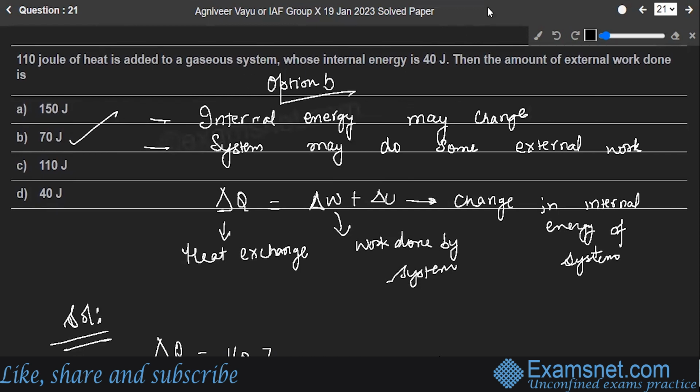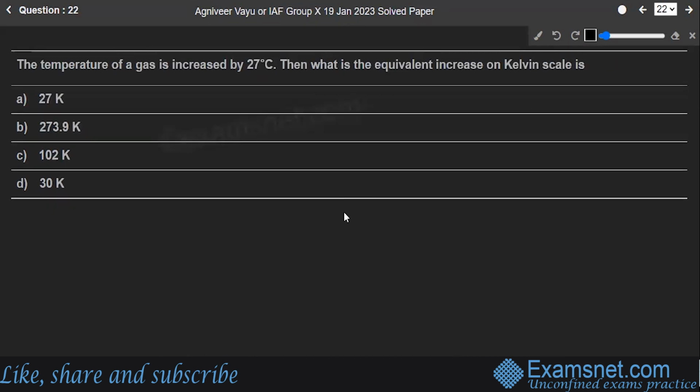Hope you got that. Let's move to the next question. Question number 22. The temperature of a gas is increased by 27 degrees Celsius. What is the equivalent increase in Kelvin scale? Actually, this is very, very easy. The answer is pretty obvious, but still, let's discuss it once. You're given that the increase in the temperature is 27. So delta T is equal to 27 degrees Celsius.